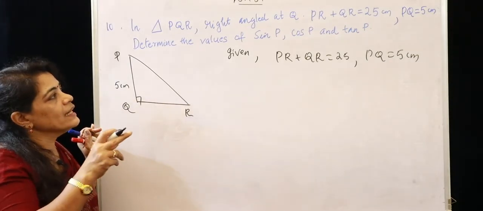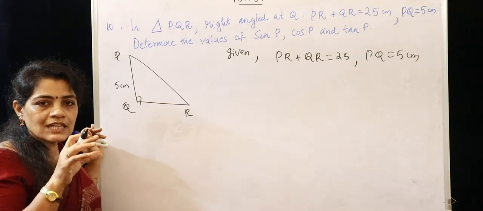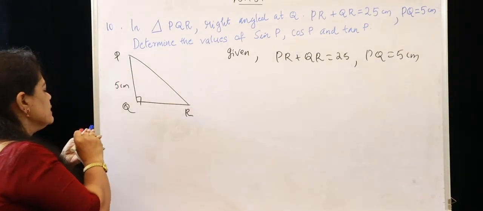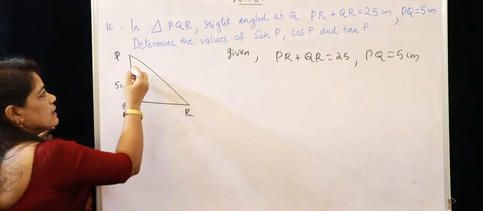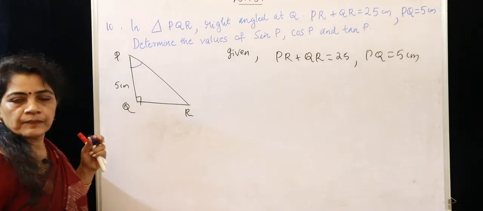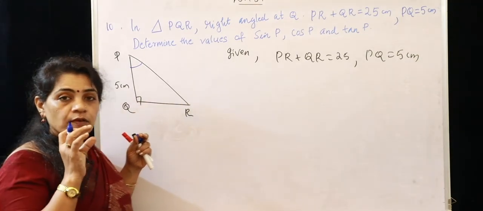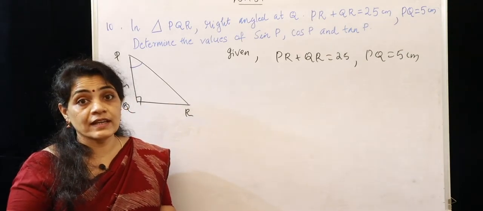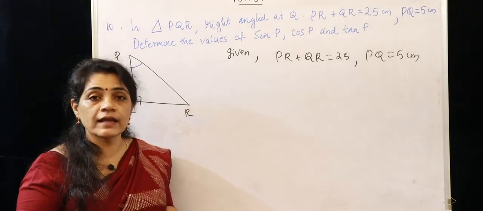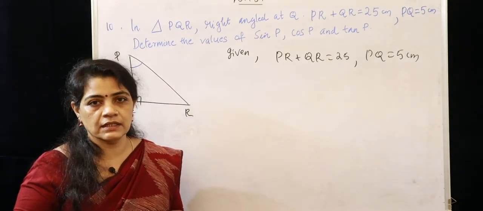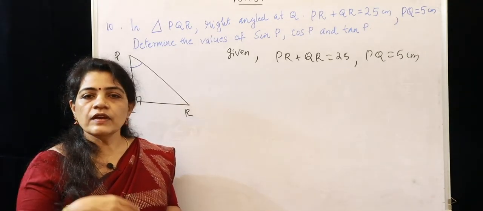Since we need sin P, that means opposite side by hypotenuse with respect to angle P, see, children, we have to get the opposite side and the hypotenuse. That is why I told you this is a very, very important problem. So we are solving this in a very typical way. This problem can be done in different ways, but I am showing you a very, very simple method.